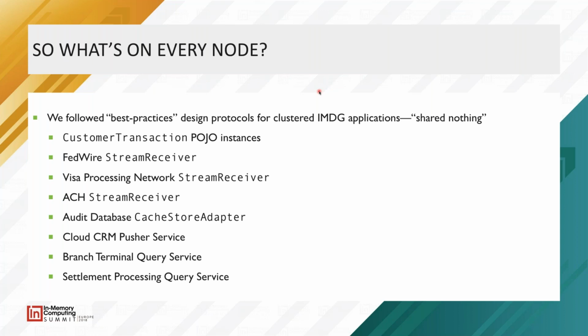But so what's on every node to do all of this? Well, we've got to have our actual customer transaction POJO instances. So every node has to store a shard or portion or partition of the data. We've got our FedWire stream receiver, our ACH stream receiver, our cache store adapter for the audit database that's going to do ORM and push things into a permanently auditable, say, SQL data warehouse. We've got our cloud CRM pusher service, the query services for our batch terminals and settlement processing. These are pretty fat nodes, right? They've got data instances and they've got a lot of processes on them. And this is the natural inclination that people have to do things once they realize how much you can do with modern IMDGs.